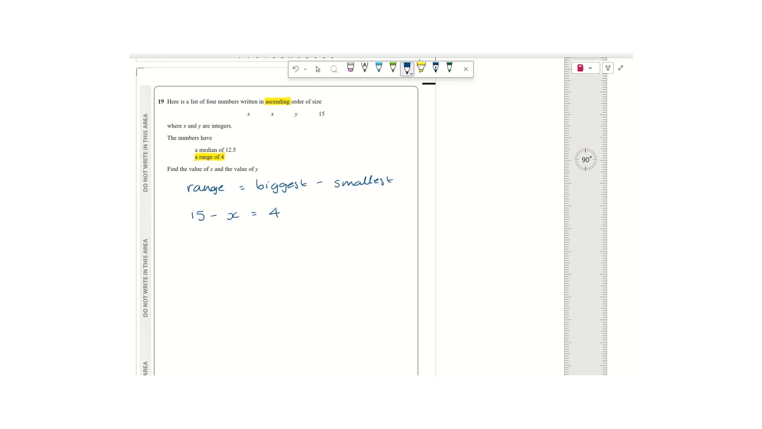So 15 take away what equals 4? Well, that means that x has to be 11. So we've now got 11, 11, y and 15. And then it also tells us that the median is 12.5. So the median is the middle of these two numbers, and that is 12.5. And if you remember, when you find the median, you do the two numbers added together and divided by 2 has to equal 12.5.